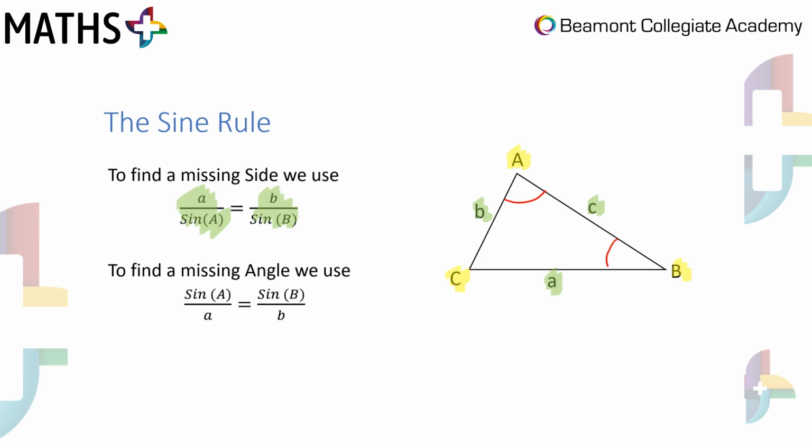Now if we're finding a missing angle, we just flip that, we turn that whole formula on its head and say that sine A over a equals sine B over b. So two versions of the sine rule depending on whether we're finding a missing angle or a missing side. If we're finding a missing side, put the sides on top, so lowercase a and lowercase b. If we're finding an angle, then we put the angles on top.